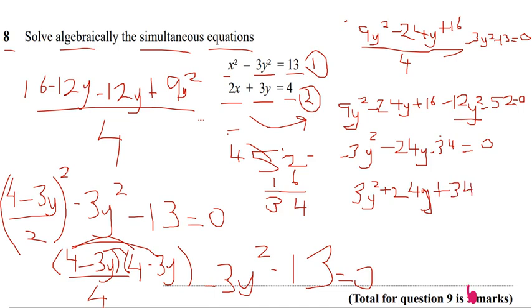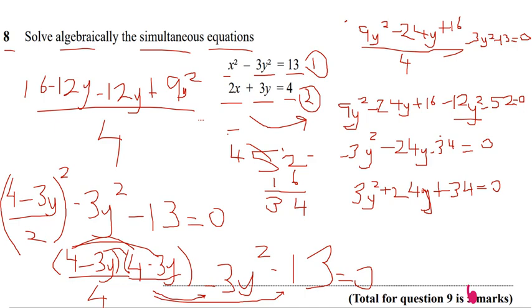Hopefully I've not made a mistake here. If I have, I apologize, but I'll double check it as I'm going through. So 4 minus 3y over 2, expand top and bottom. You get 16 minus 24y plus 9y squared. So that's all correct. I've times all this by 4 because I don't want a fraction.